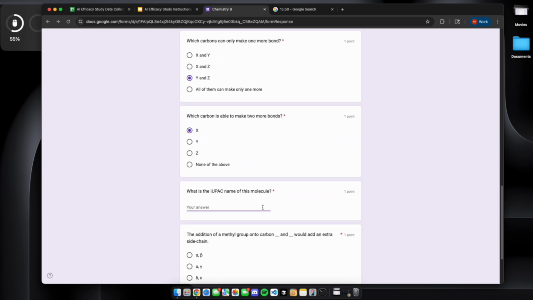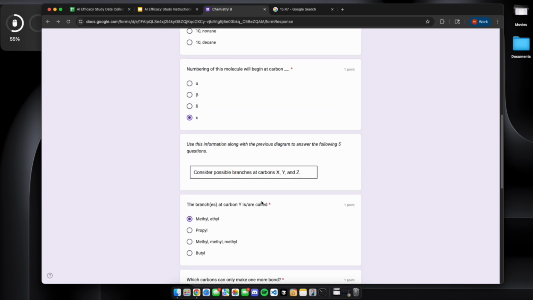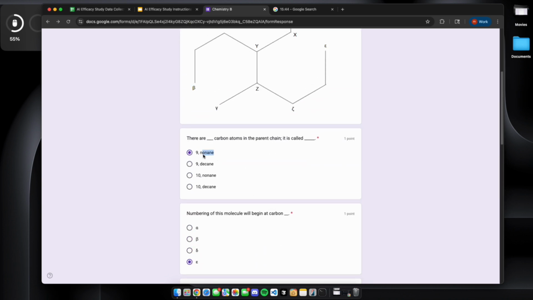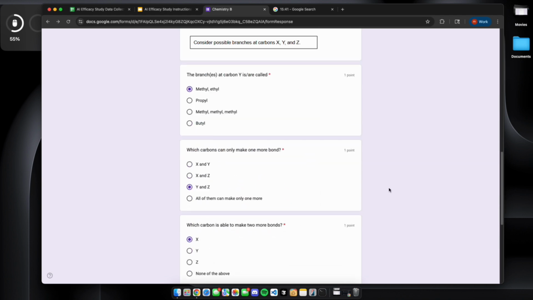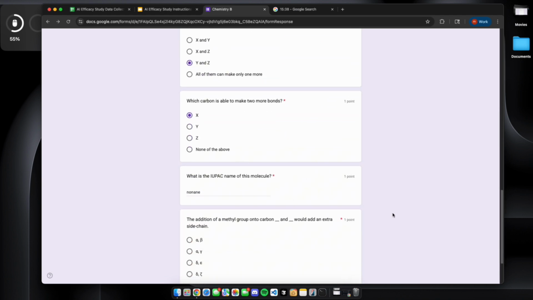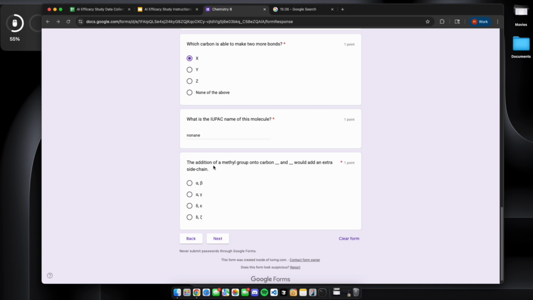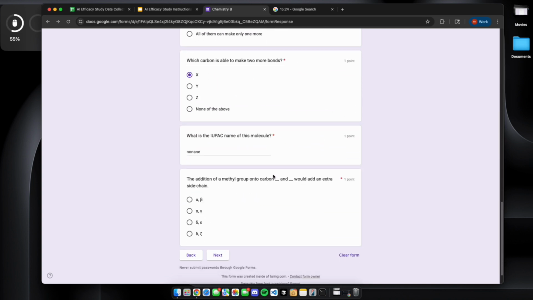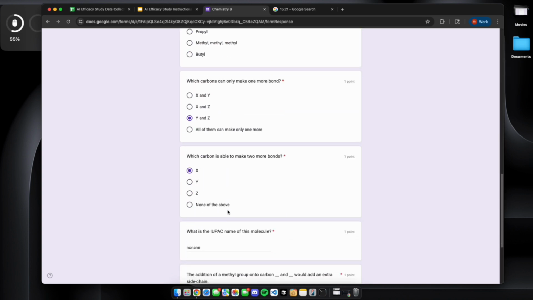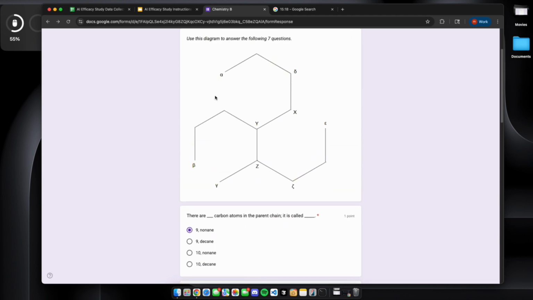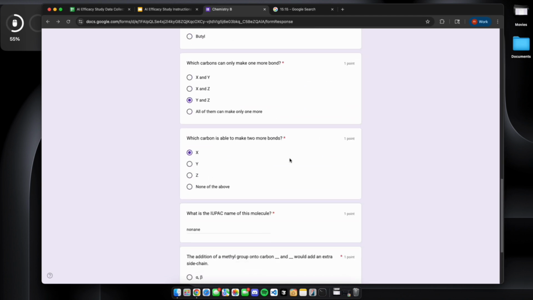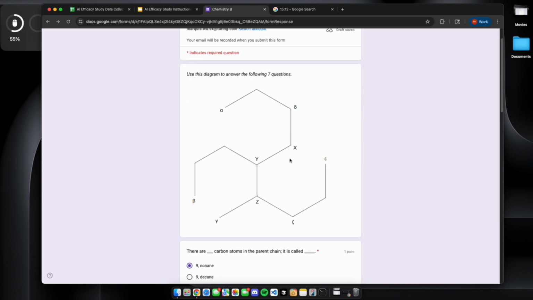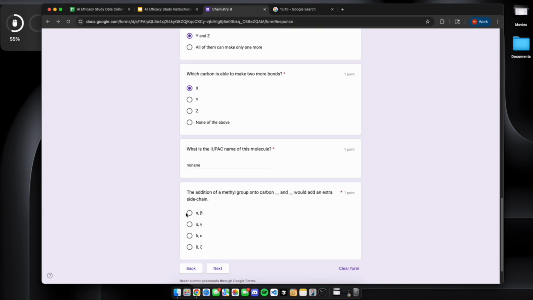What is the IUPAC name of this molecule? I think that was the one, right here, right? It's called... name. The addition of a methyl group onto carbon blank and blank would add an extra side chain. A and B, A and Y. I think it must be A and B.